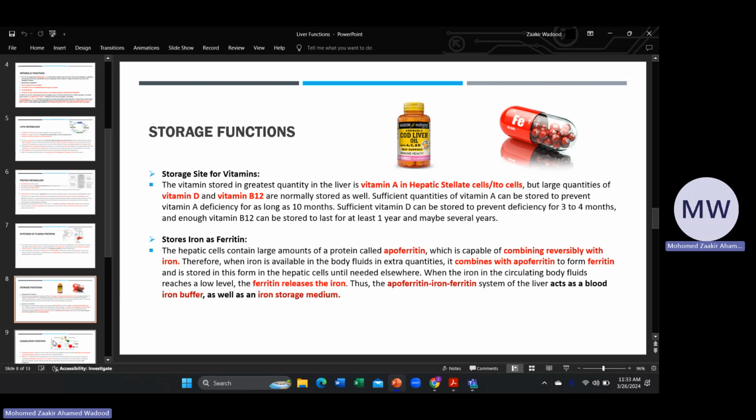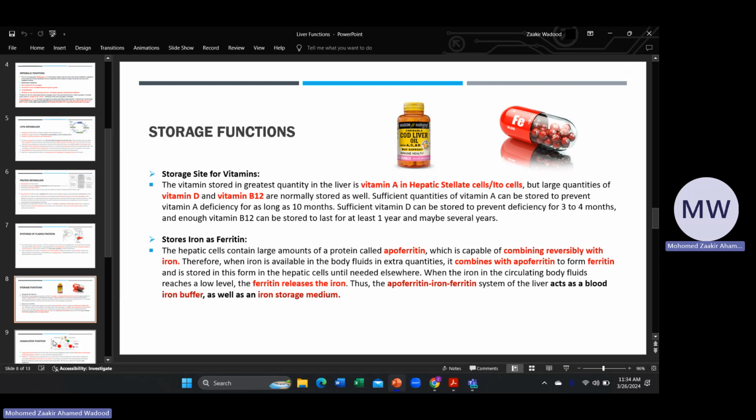because as you know, it performs extramedullary hematopoiesis during the fetal stages, but also as a storage site for vitamins, usually vitamin A, which is most abundantly stored, together with large amounts of vitamin D as well as vitamin B12. So the important thing is that since the liver is such a large organ, it can accommodate quite a lot of these vitamins.